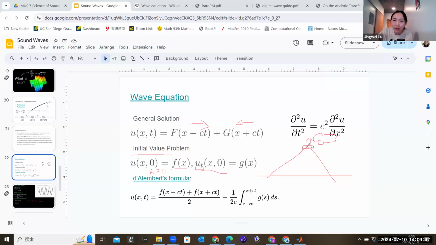So we pluck the string, we pull the string here, and we will release. And we will ask what's the movement or the vibration of the string after we release it at this position. So this solution gives us the movement or the vibration of the string after its initial state. And if we insert this initial condition into this general solution, we can derive the D'Alembert formula here. Okay, so this is very easy.